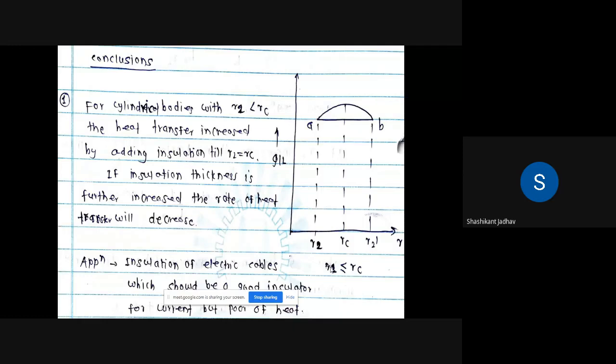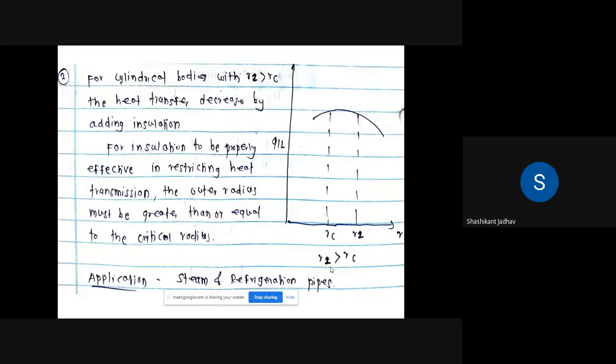Okay, and similarly, what is conclusion number two? Conclusion number two is R2 is greater than RC, means the radius of insulation is greater than the critical radius of the insulation. So what will happen? Heat transfer rate will be reduced. And what are the applications related to this conclusion? That is steam and refrigeration pipes, where we want to reduce the heat transfer rate. This is possible by maintaining R2 greater than RC.